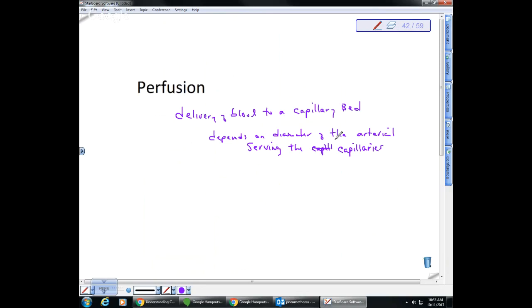But we're talking specifically here about perfusion in the lungs. And so we want blood to be delivered to the capillaries where oxygen is being delivered so that there can be a match between perfusion and ventilation. And so we call this ventilation perfusion coupling.